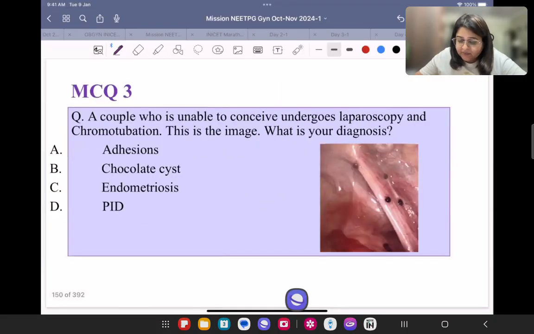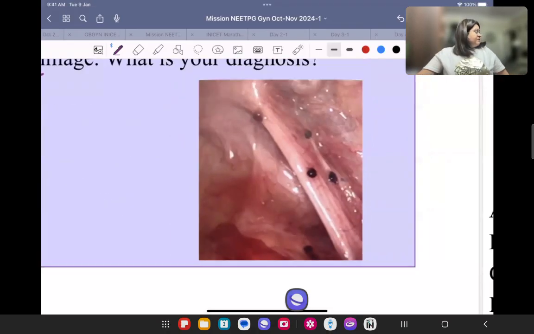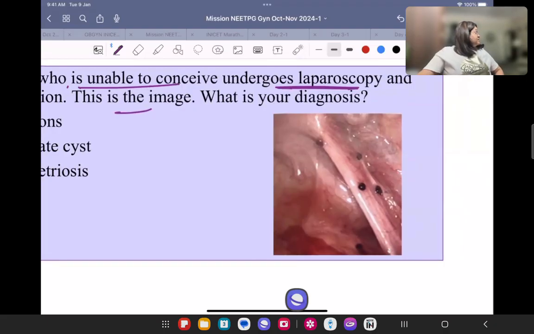Okay. A couple who is unable to conceive undergoes laparoscopy and chromotubation. This is the image. So the fallopian tube is not seen here.